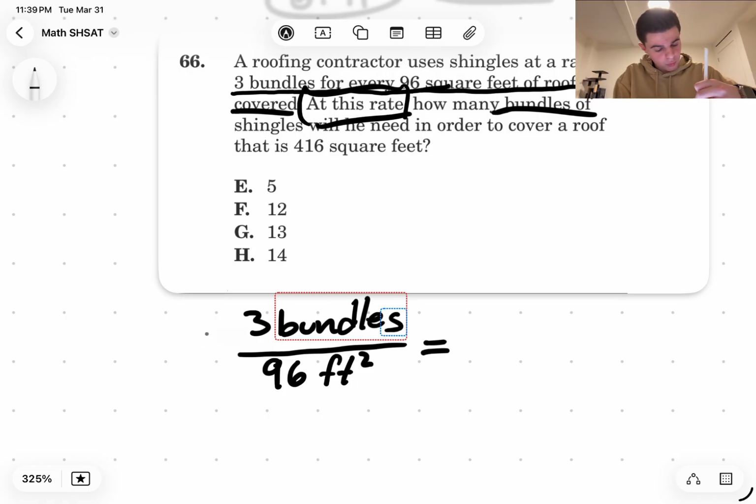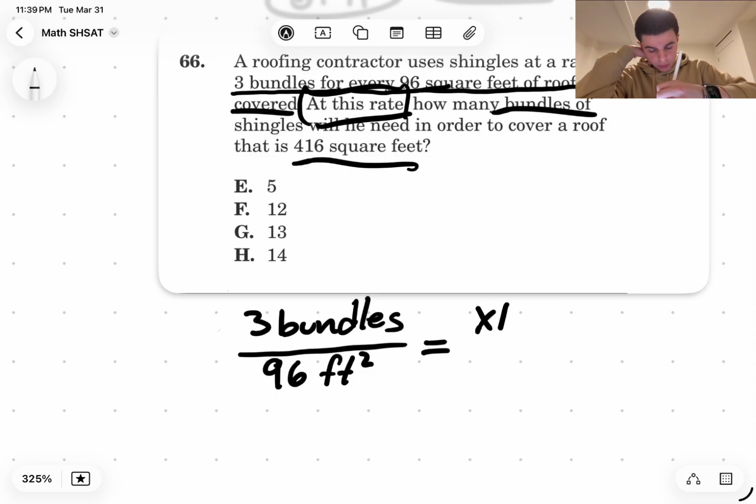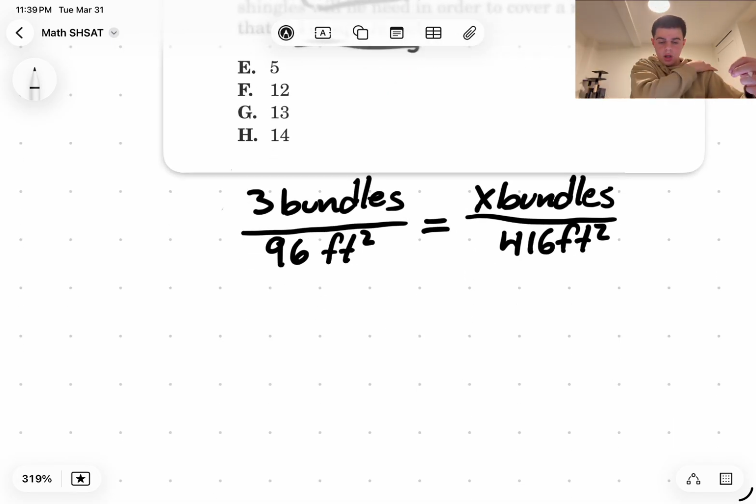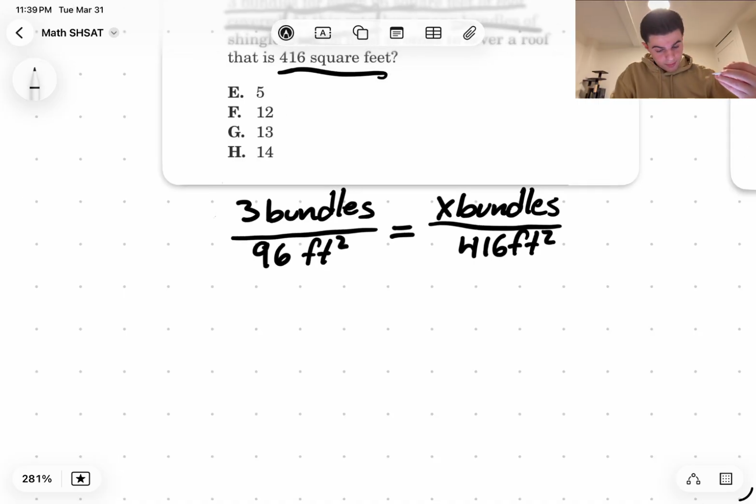So we can assume that this rate stays the same, right? So the ratio between the top and the bottom should stay the same for all different combinations of bundles and feet squared. So now we know how many bundles of shingles he will need in order to cover a roof that is 416 square feet. So X bundles, right? That's what we're looking for, over 416 feet squared, right? So now we can cross multiply, right?